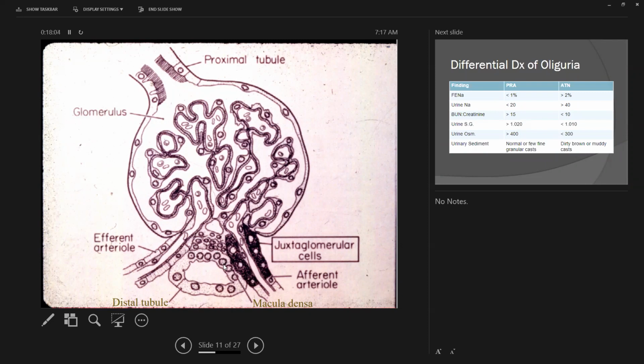So we have the macula densa and these specialized cells in the afferent arteriole. The macula densa is in the distal tubule.